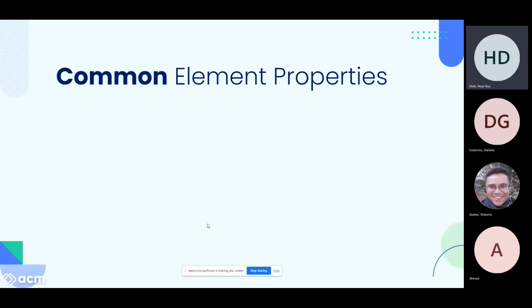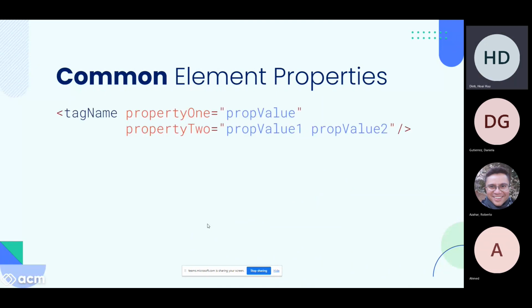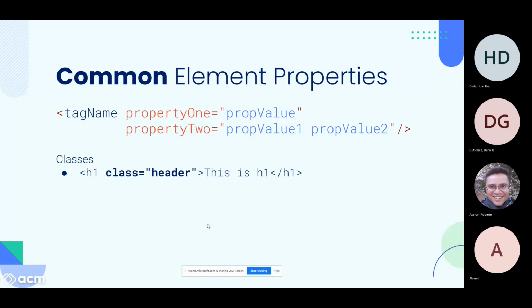Next is common element property names. One of the most important things that we could touch on is classes. It is one of 2 things that are very important to link HTML and CSS together. And it's in conjunction with IDs. So for classes, it's structured as class being the name of the property. And then anything that follows is a property value.